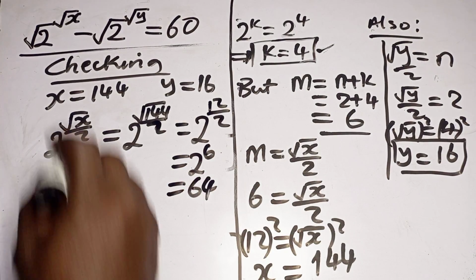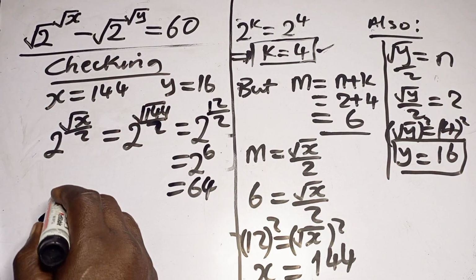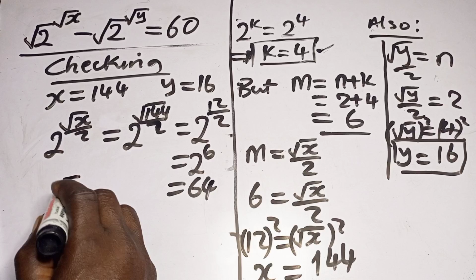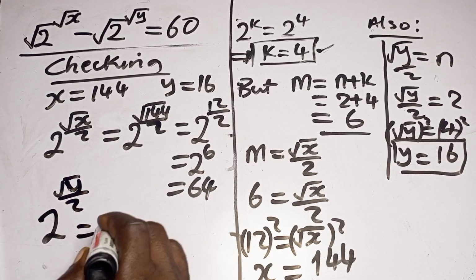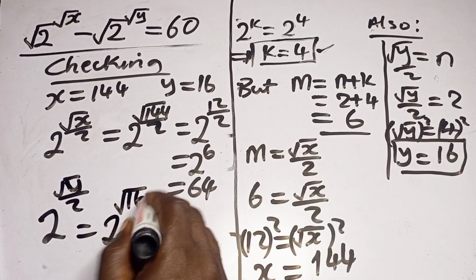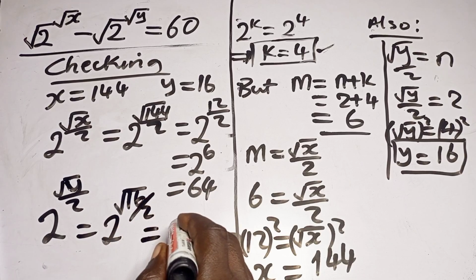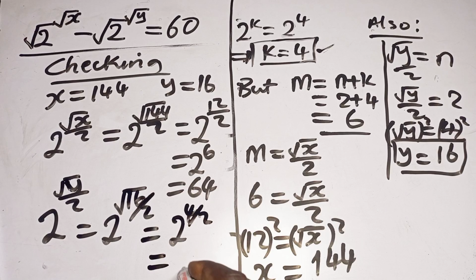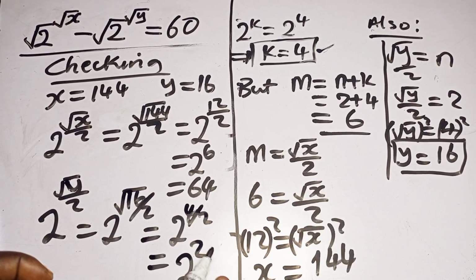Now, this other one is 2 to the root y all over 2. With y as 16, that gives us 2 to the root 16 all over 2. Root 16 is 4, 4 all over 2 is 2, so it's going to give us 2 to the power 2, which is 4.